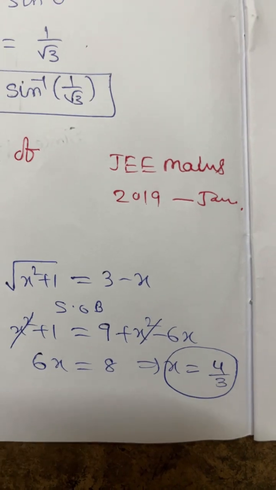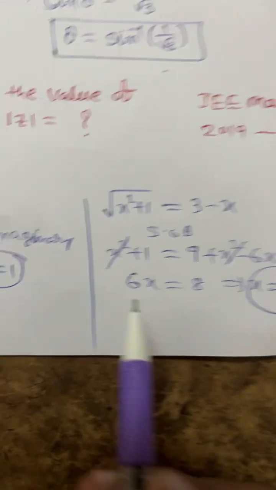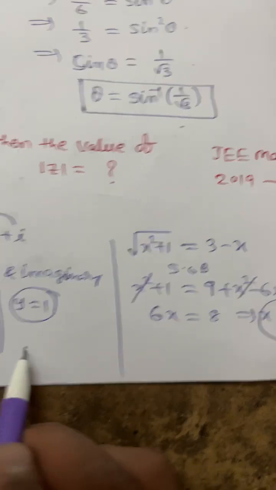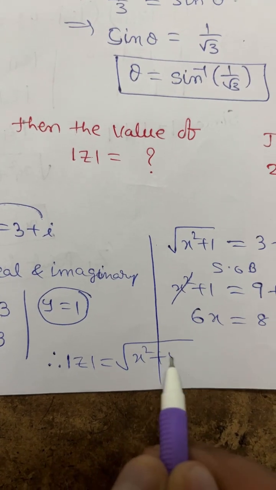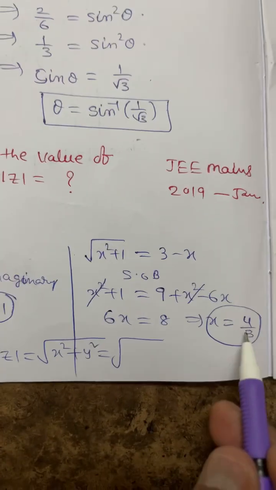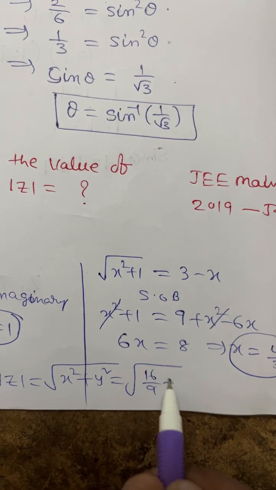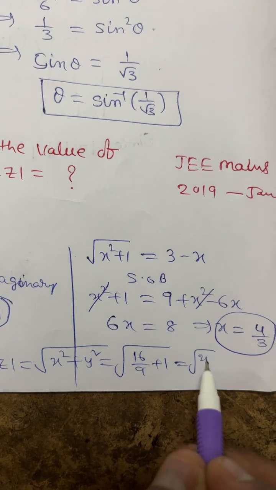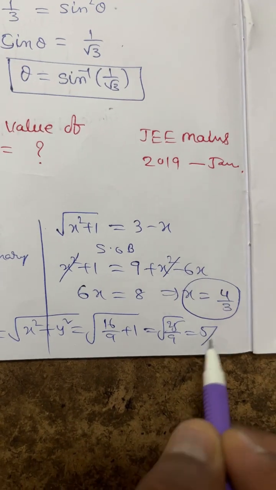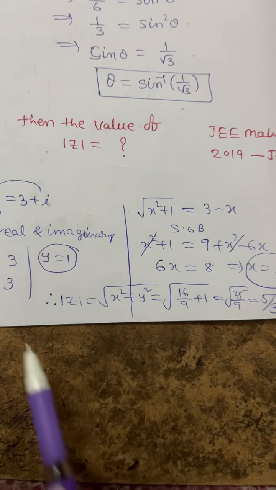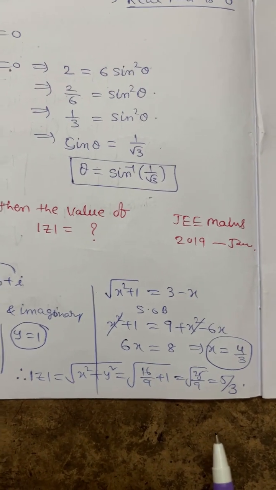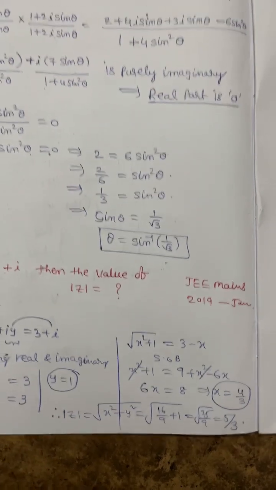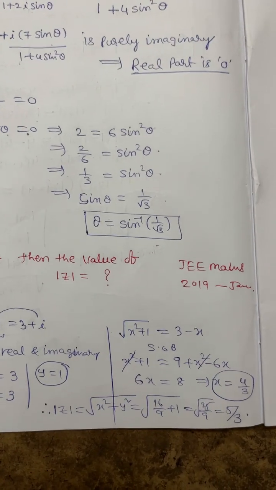But they are asking for the mod z value, no? The x value we got and the y value also we got. Therefore, mod z is equal to root over x square plus y square. Root over x square means 16 by 9 plus 1. So root of 25 divided by 9, that is equal to 5 by 3. So the mod z value is equal to 5 by 3, dear students. I hope you understand. I will move on to another set of questions.